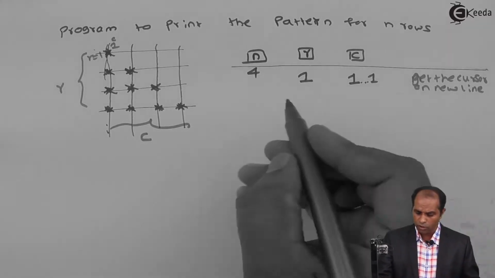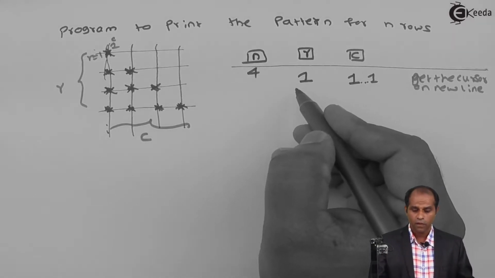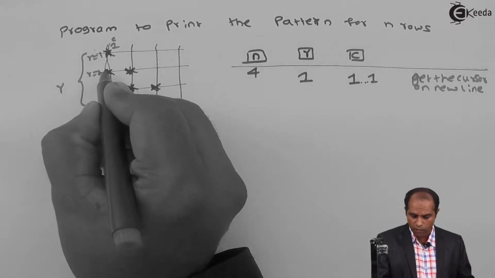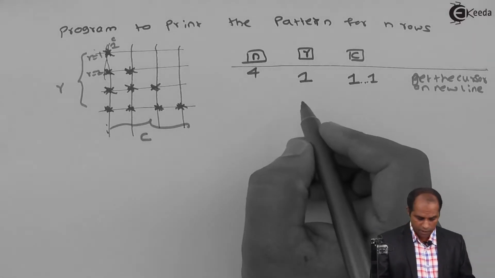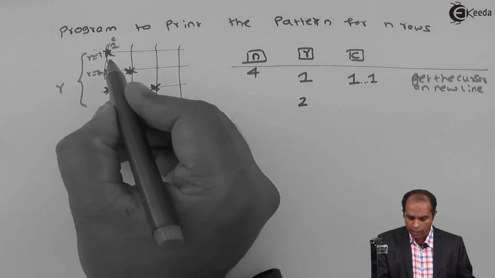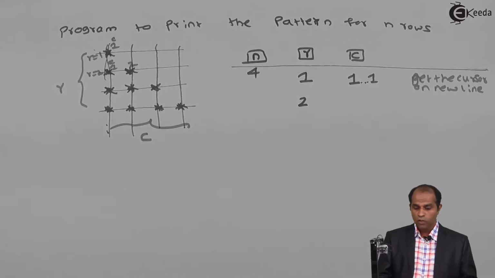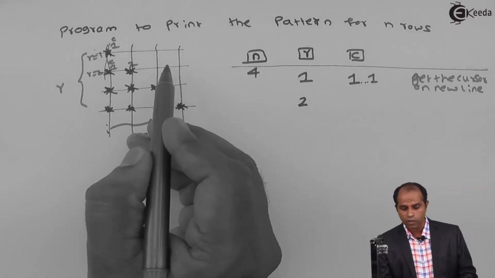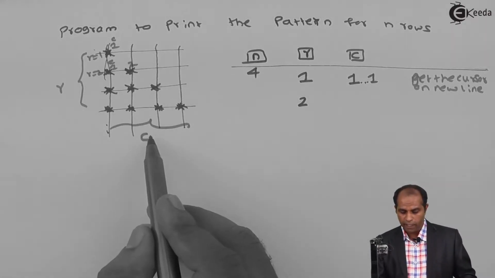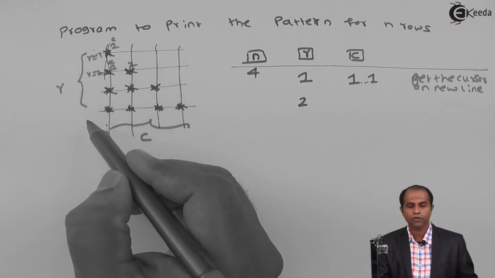So once you get the cursor on a new line, I'm supposed to check the value of r. So I'm supposed to change the value of r to now 2. When r is 2, again reset the value of c from 1 and go till 2. So what are the variables which I am writing horizontally? They are the values for which variable? The variable c. And the values which I am writing vertically at this place are the values of r.